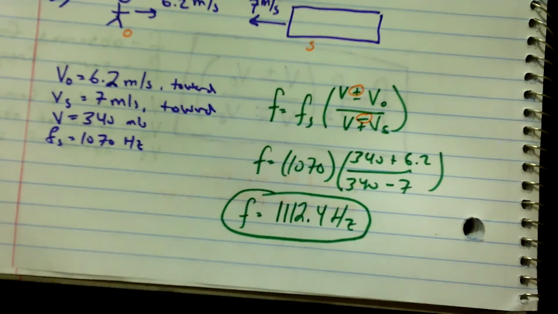Whenever you do any problem like this, you have to determine what the frequency is when the object is stationary. You would have to know one of the frequencies. So I could ask you, I hear this, what was the frequency of the source? But usually we'll give you the source frequency.